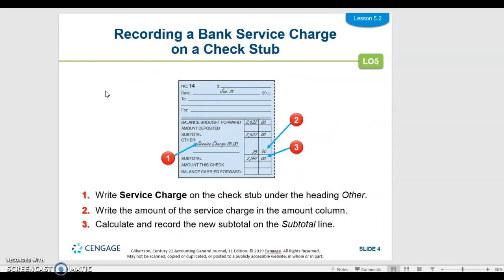Then we learned how to record a bank service charge on a check stub. So here is where it says other would be the service charge. So this is a monthly fee or a quarterly fee that a bank might charge us to have a bank account there. And we have to record that because that money is taken out of our checking account. So we would record it here on the line, and then we record it here and subtract it from a previous balance.